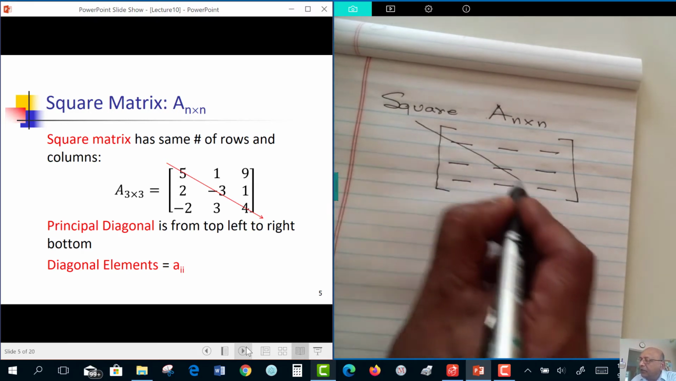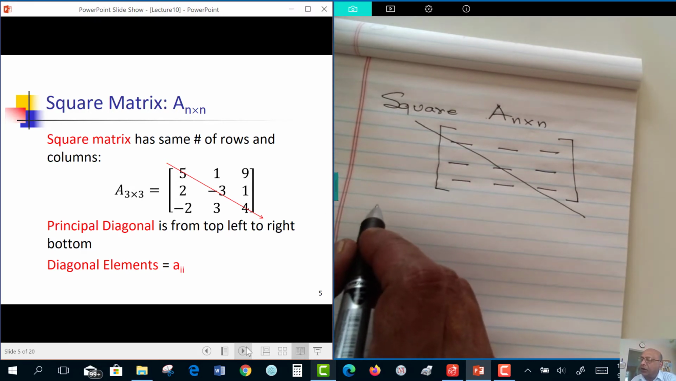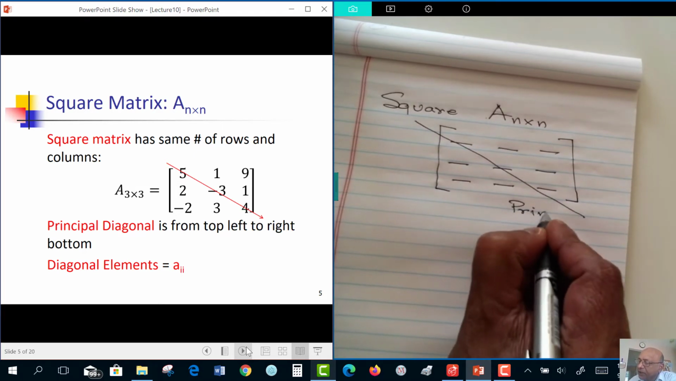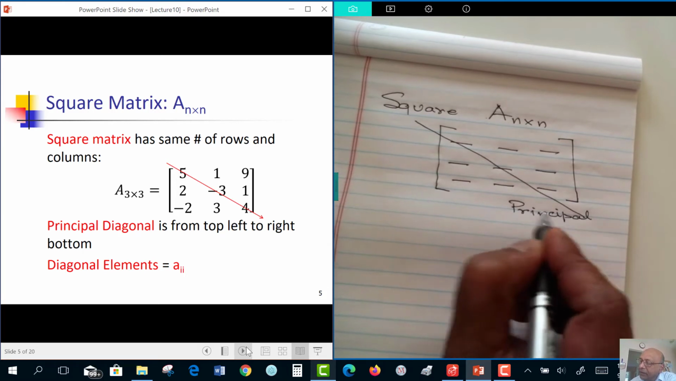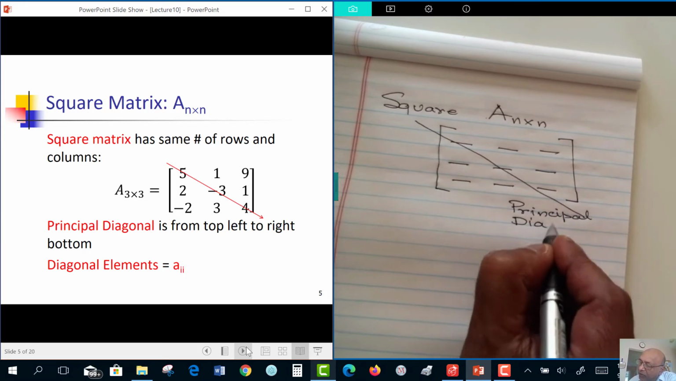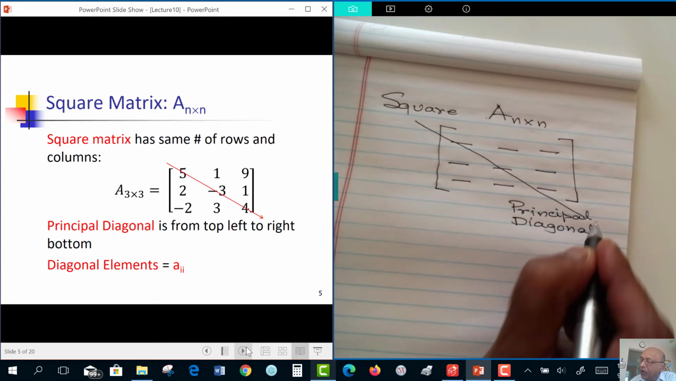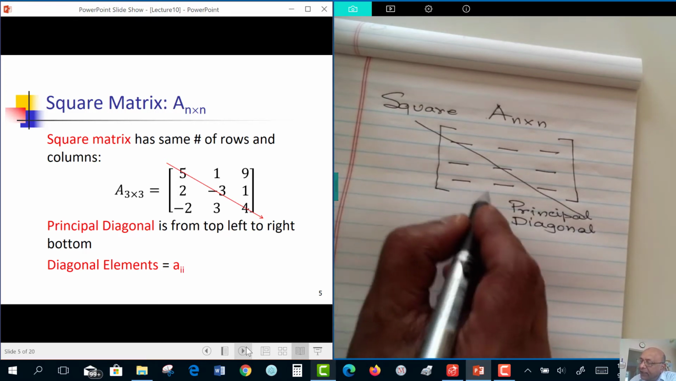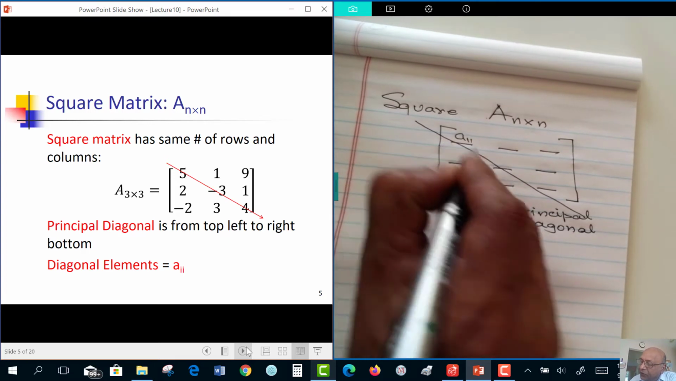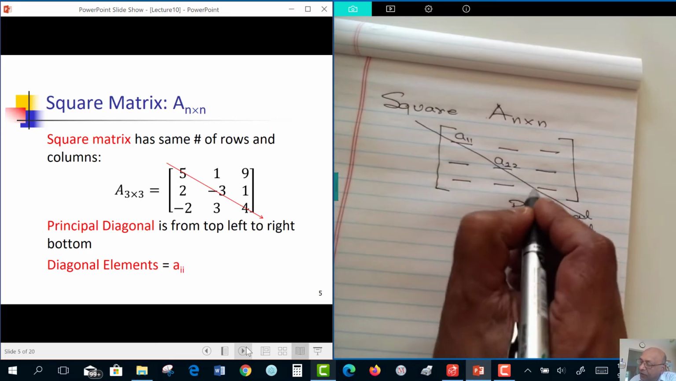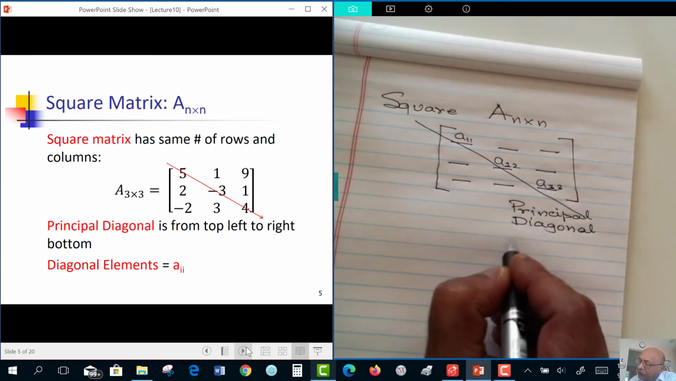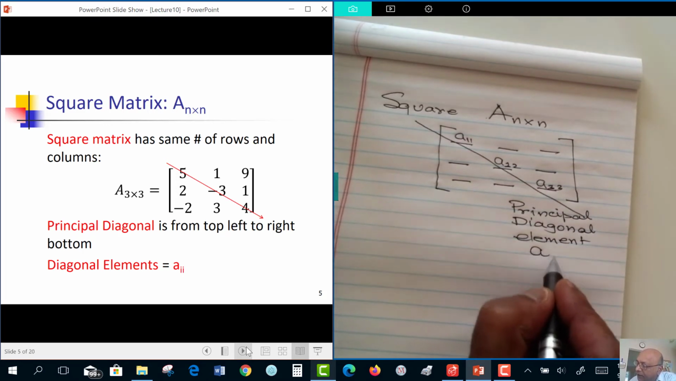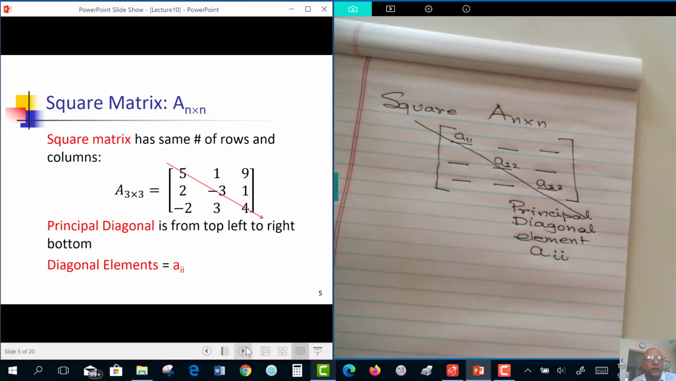So what we do is we define elements on this diagonal, and we call this diagonal the principal diagonal. Our principal diagonal always goes from top left to bottom right. Of course, these diagonal elements, you can see this is first row, first column, second row, second column, third row, third column. So these elements always have the same subscript, ii.